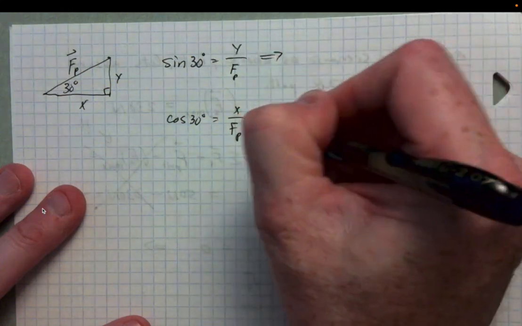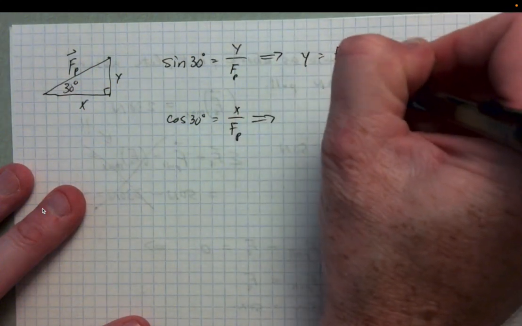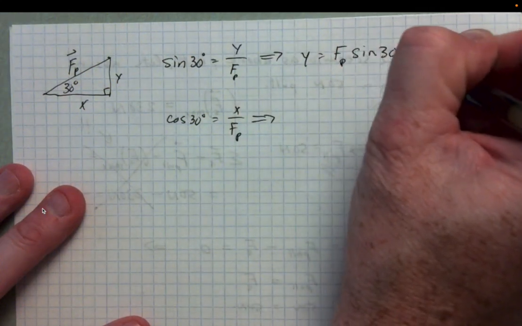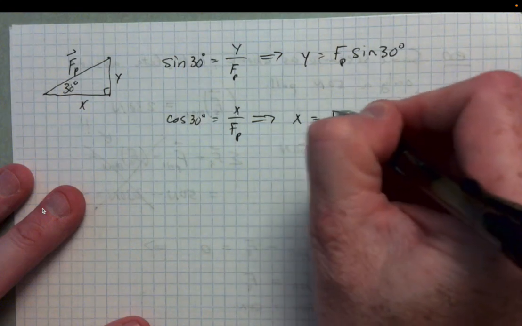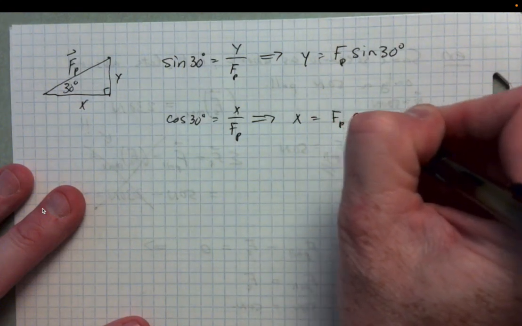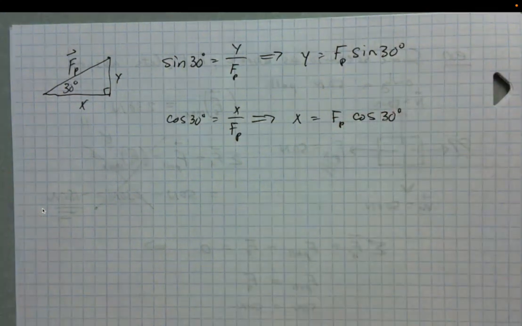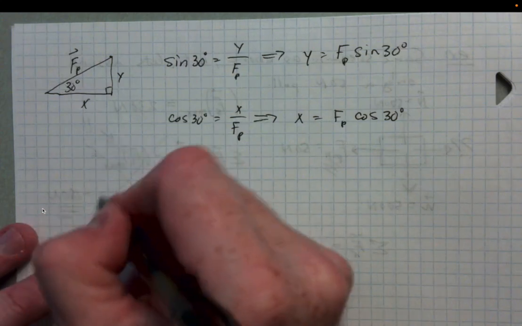Right, and so therefore Y is F sub P sine of 30, and X is F sub P cosine of 30. So whatever the pull force is, it's going to be kind of scaled by this sine and cosine of 30 degrees. Okay, so now let's revisit the free body diagram.